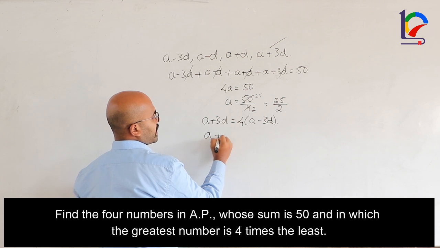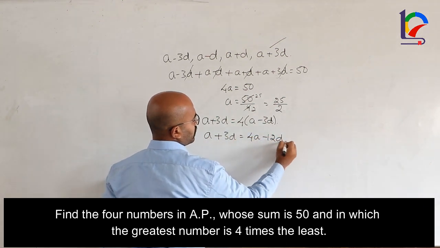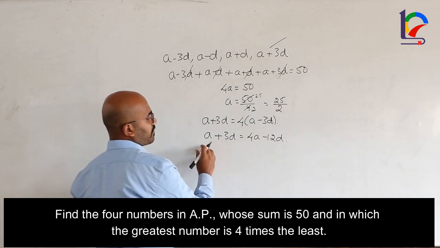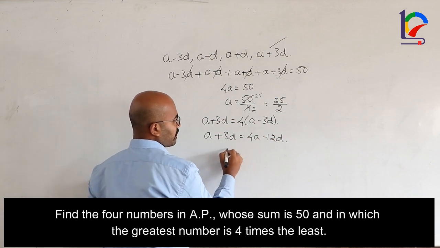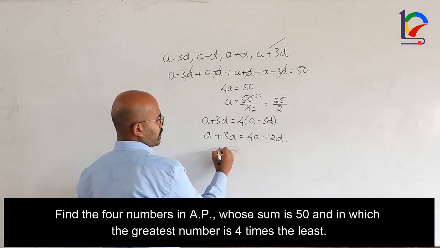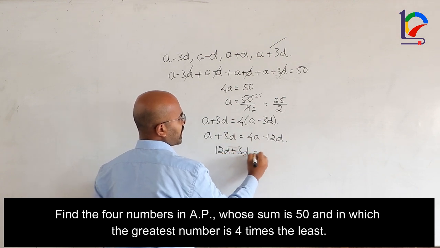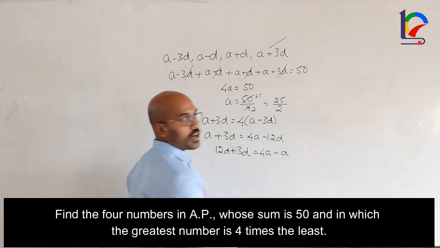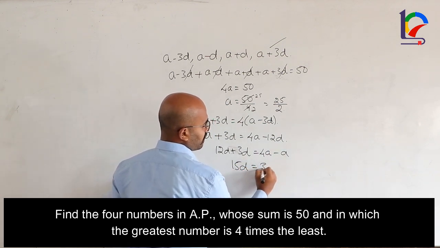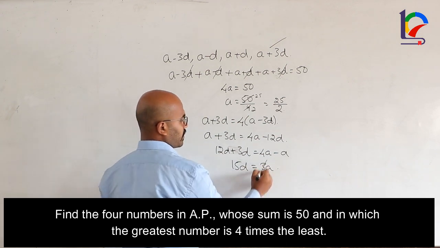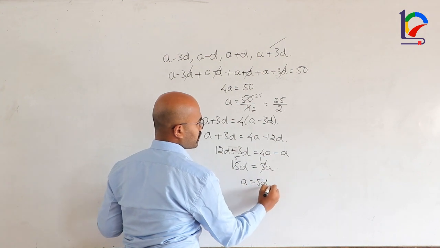So on simplification we get a plus 3d is equal to 4a minus 20. So let me take a to the RHS and minus 20 to the LHS. So 20 plus 3d is equal to 4a minus a. So 20 plus 3d is equal to 3a, and 4a minus a is equal to 3a. So a is equal to 5d.